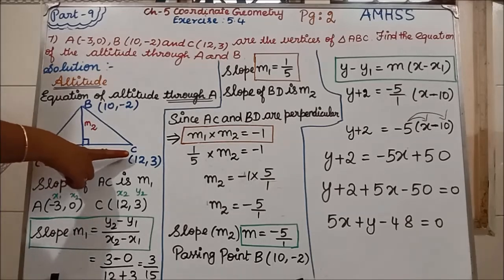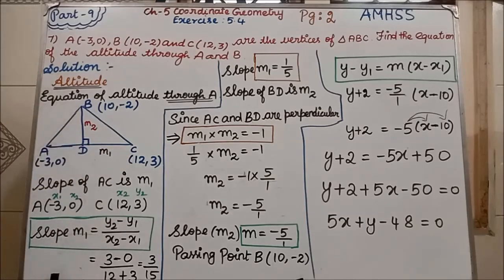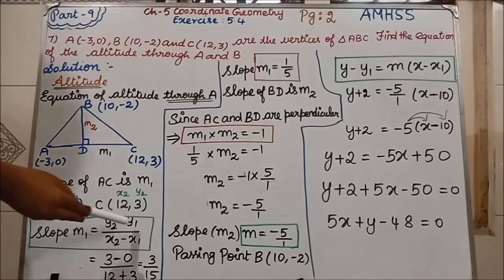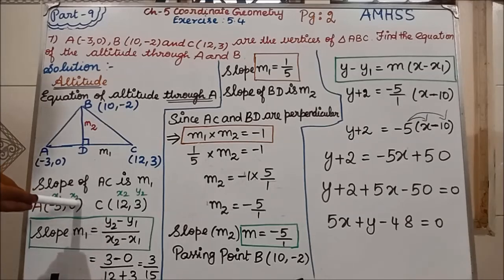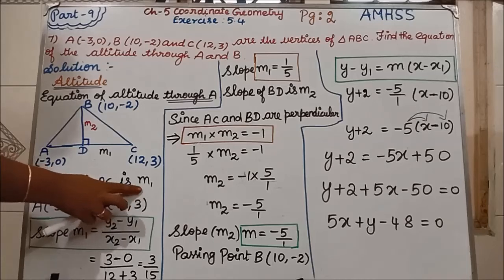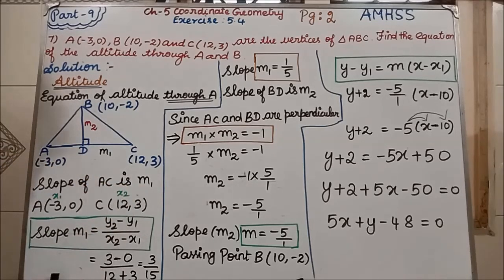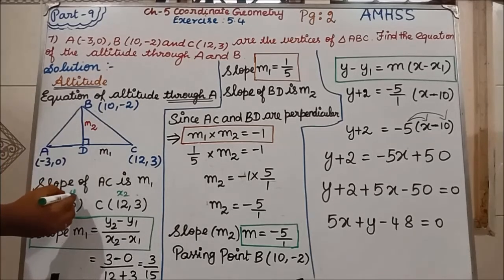We will find the slope of AC, m1. A is (-3, 0), C is (12, 3), we know. So what is the two-point formula? Slope m1 equals y2 minus y1 divided by x2 minus x1. This is x1, y1, and this is x2, y2.